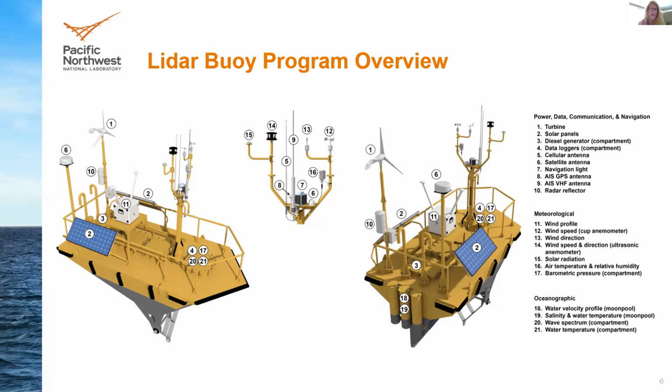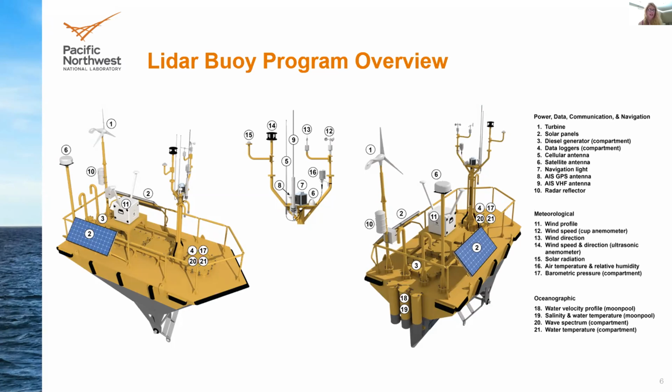In terms of data acquisition, we have data loggers. There's also an industrial personal computer that integrates all of the data streams together. Depending on where the deployments are, if they're near shore or farther offshore, you can communicate the data back to shore via either cellular communications or satellite. We show those antennas here. We have navigation lights for navigation safety, AIS, which is an automatic tracking system for seagoing vessels, and then also a radar reflector.